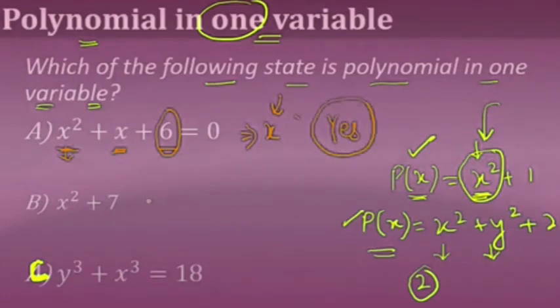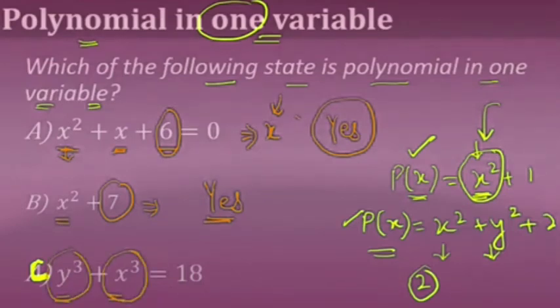Now second one, x square plus 7. Here also we can check x is the only variable and 7 is the constant term. So it is also a polynomial in one variable. Now third one, y cube plus x cube is equal to 18. Here two variables are there, y and x. So we can say it is not a polynomial in one variable, it is a polynomial of two variables.